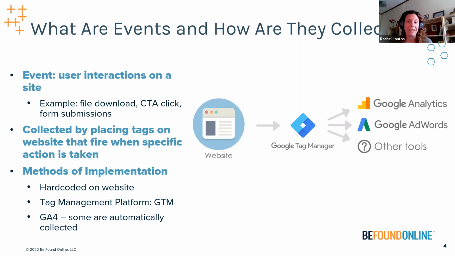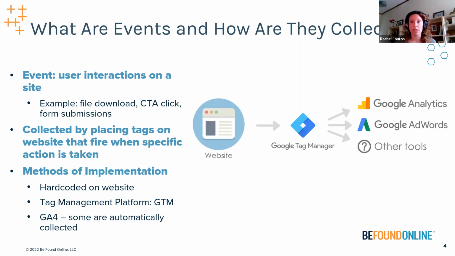So what are events and how are they collected? An event is just a user interaction on your site. It could be something like downloading a file or clicking on a call to action, anything a user is going to be performing on your site. And how are these collected? They're collected by placing a tag on your website, and then they fire when that specific action is taken. There are a few different ways to implement these tags. One is through hard coding on your website, and you need developer help for that. The developer is actually going into the back end of your website and adding that tag.